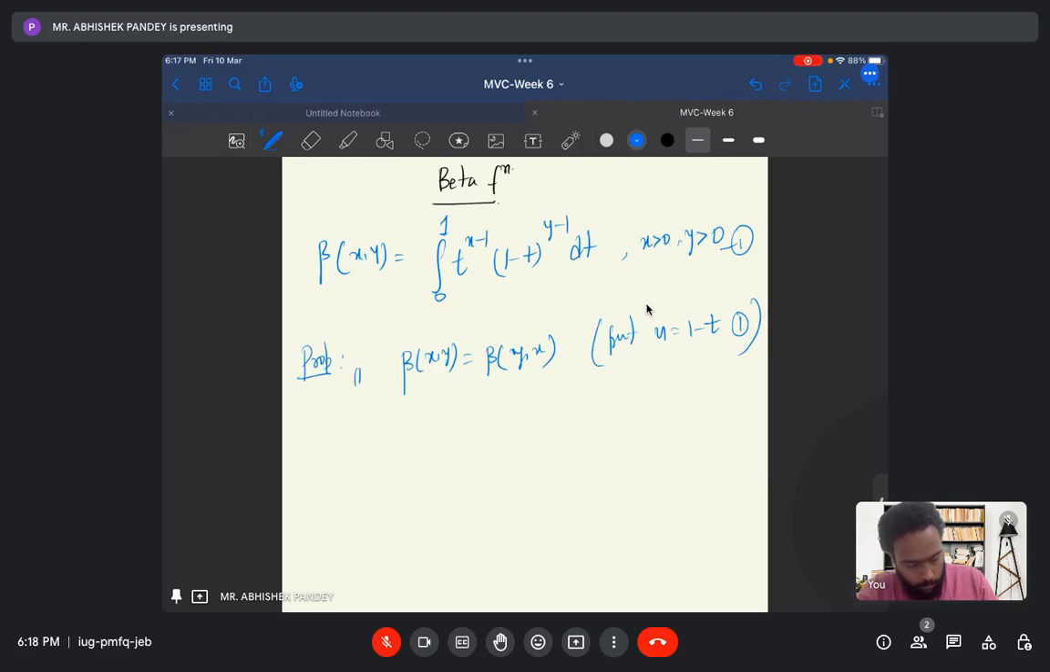Second property is beta of x comma y equals gamma of x gamma of y upon gamma of x plus y. This gives the relation between gamma and beta.